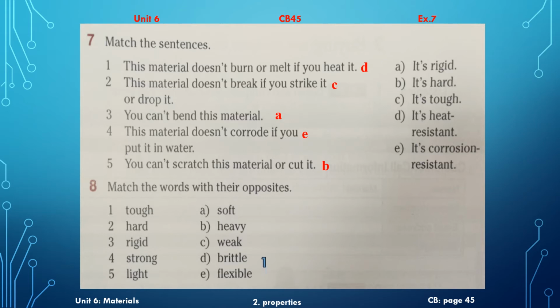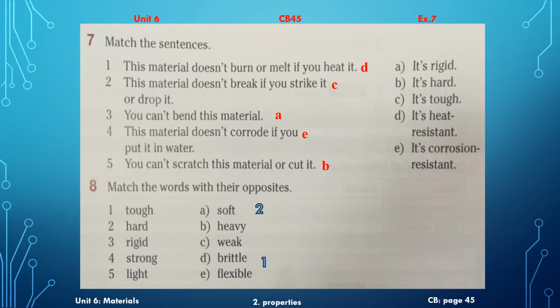So the opposite is brittle. Brittle. Brittle in Arabic means harsh, like glass, for example. Number 2, hard. We said you can scratch it or cut it. So the opposite is soft, like dough. Dough, for example, what we call in Arabic al-ma'joon, it's soft. Here it doesn't mean na'am, but it means layin, soft like dough or play-doh. It's soft. You can cut it, you can scratch it.